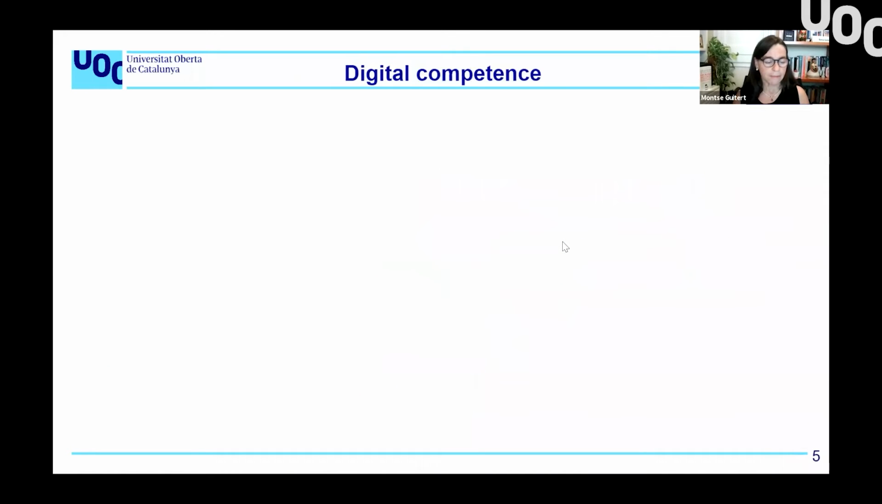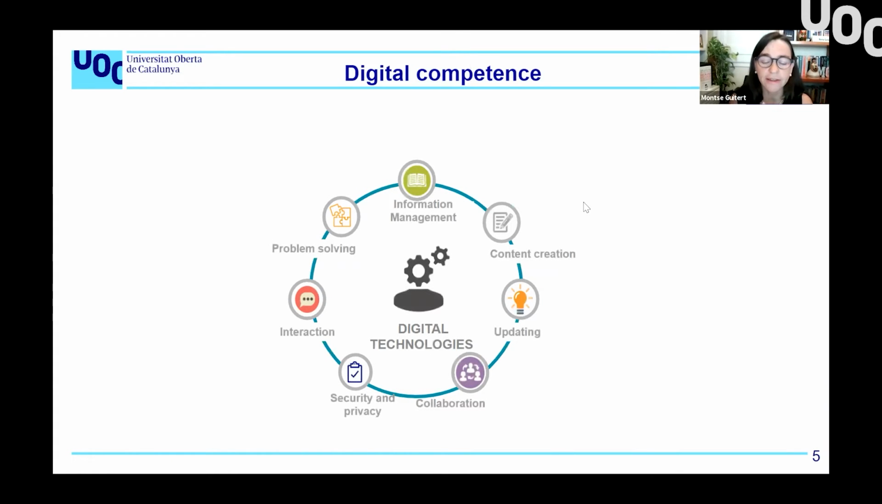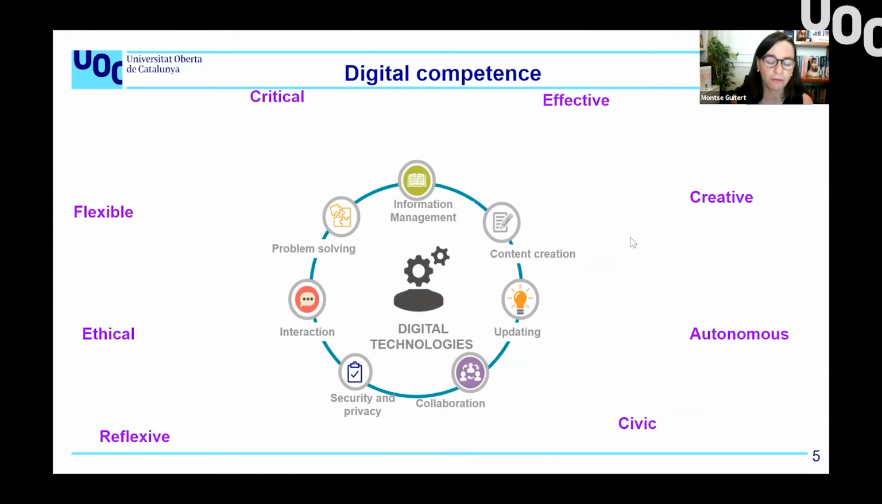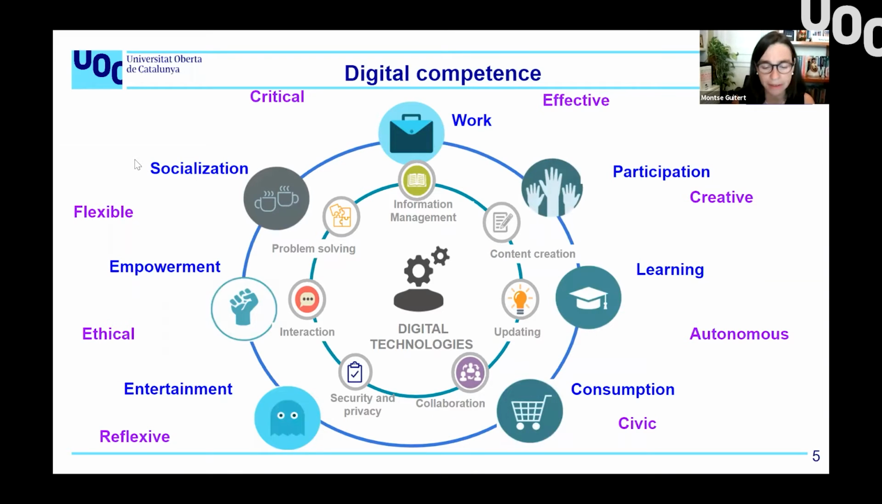And now it is important, but how do we define digital competence? Digital competence is not only to know the technologies, it's more than this. The European Commission defines digital competence as a set of knowledge, skills, attitudes, and strategies which are required when you use digital technology for different tasks. For communication, managing information, collaborating, creating content, building knowledge. But how? In an effective, efficient, adequate, critical, creative, autonomous, flexible, ethical, and sensible way. For what? For work, entertainment, participation, learning, socialization, consumption, and empowerment.